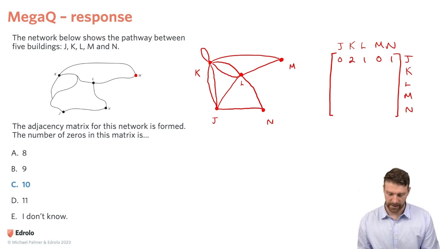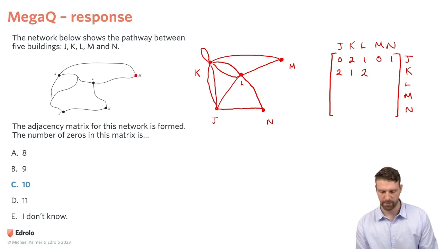I'm going to connect K to everything else. So let's look at K. So looking from K, K is connected to J twice, itself once. K is connected to L twice. It's connected to M once, and N no times. Easy to make a mistake here. Let's keep going. Make sure we get it right.